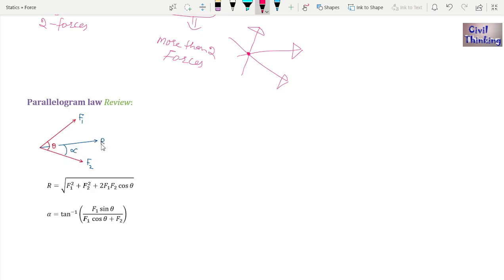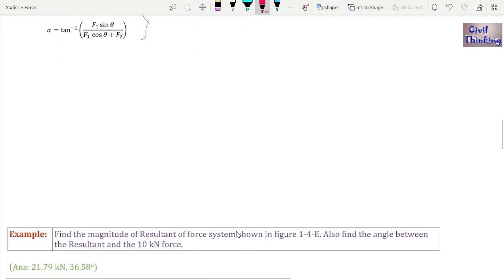Let us assume the resultant is making an angle of alpha with F2. Then the resultant is the square root of F1 squared plus F2 squared plus 2 F1 F2 cos theta, and alpha is tan inverse of F1 sin theta divided by F1 cos theta plus F2. Now if you don't know where I got this, I have already made a lecture on parallelogram law. You can watch that. Okay, so let's solve a problem, you will understand.